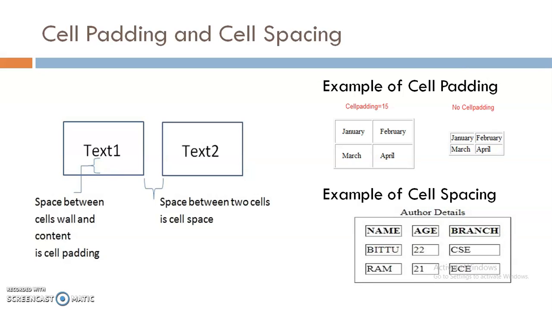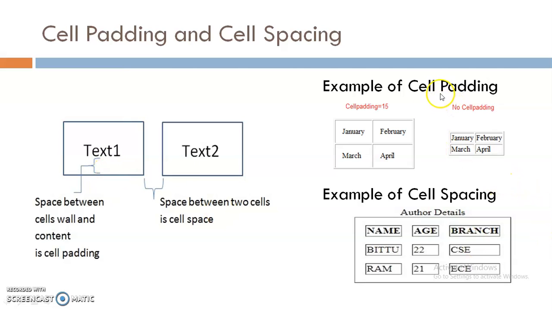Now, what is cellpadding and cellspacing? Here two cells are there. First one is text 1 and second is text 2. The space between these two cells is called cell spacing, and the space between the cell wall and the content written in the cell is called cell padding. So in this diagram, this shows the cell spacing and this shows the cell padding.